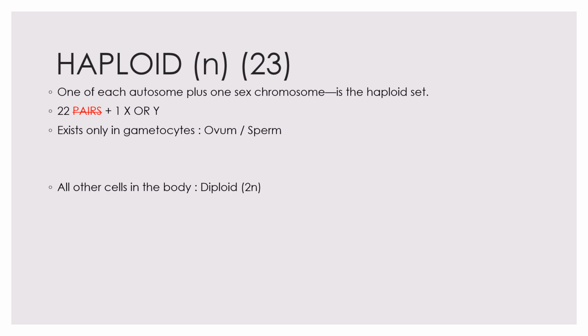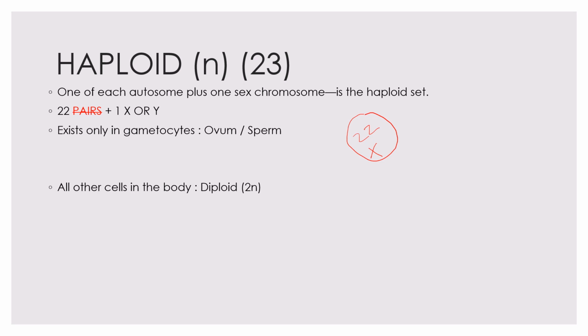Now, just for a thought, do you think an ovum can have a Y chromosome? Can an ovum have a Y chromosome? No, an ovum will not have a Y chromosome, because the ovum is produced from whom? The mother. Does the mother have a Y chromosome in the body? No, the mother does not have a Y chromosome in the body.